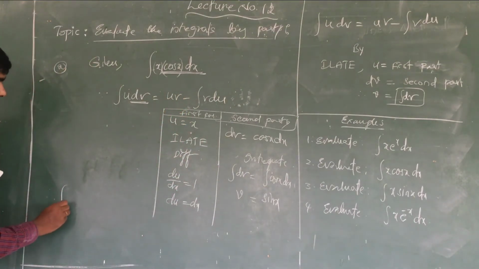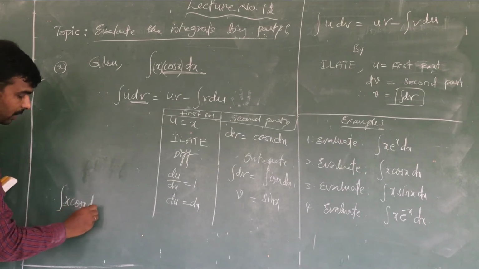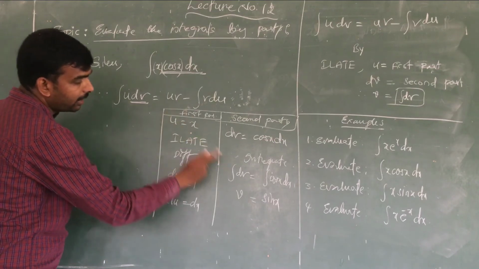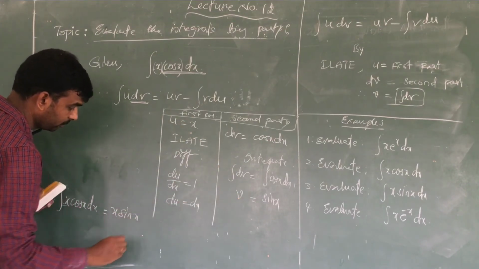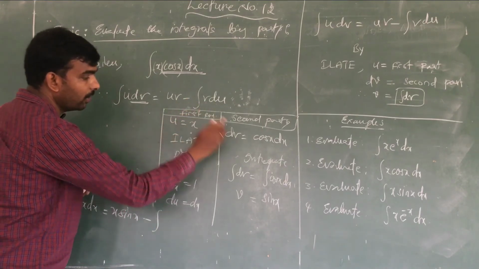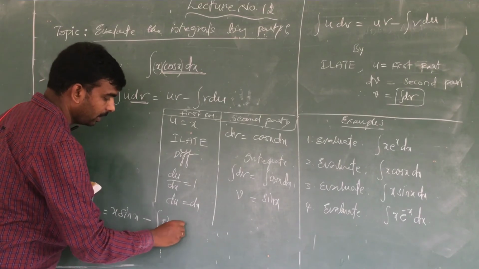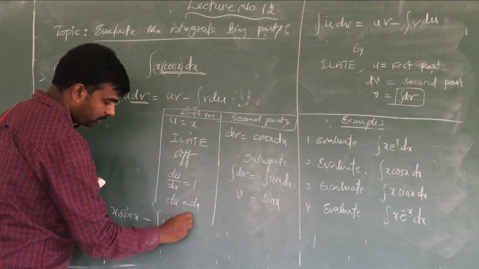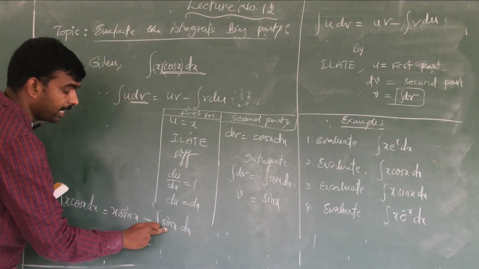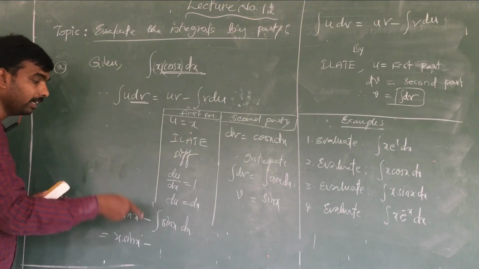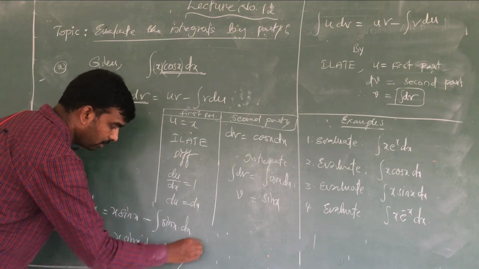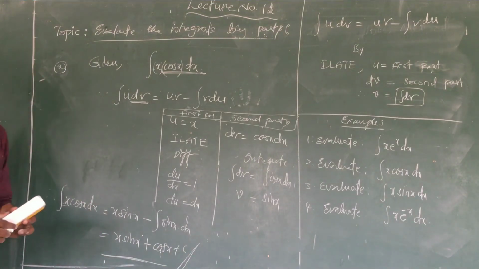So therefore integration of x into cos x into dx is equal to u into v, that is x into sin x, minus integration of v into du, that is sin x into dx. So x into sin x minus the integration of sin x, which in standard form is minus cos x, so minus into minus gives plus cos x. So this is the integral of the given integral. Thank you.